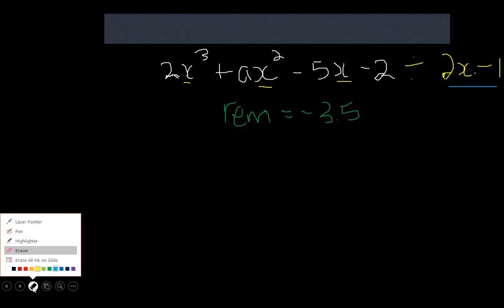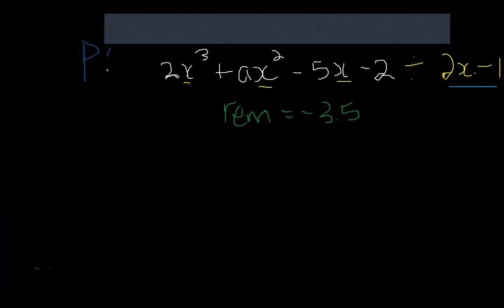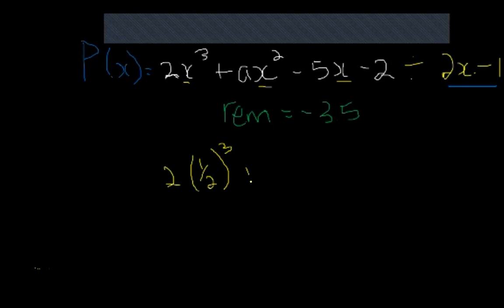Let me name this polynomial expression p of x, just to name it. We continue in the remainder theorem. So we said x is a half. Wherever I see x, I'm going to replace it with a half. So that's 2 times a half cubed, plus a times a half squared, minus 5 times a half, and this is minus 2.